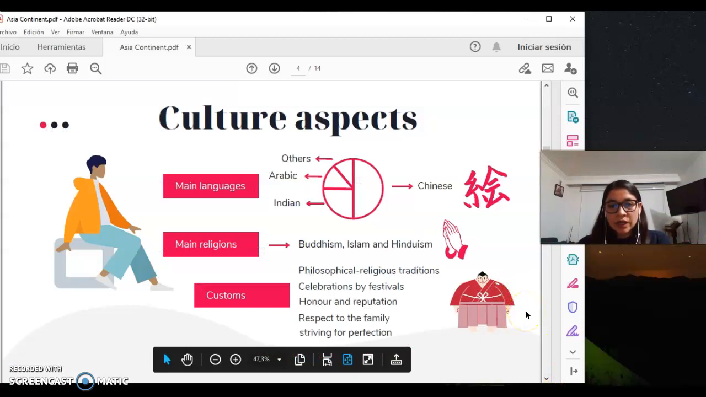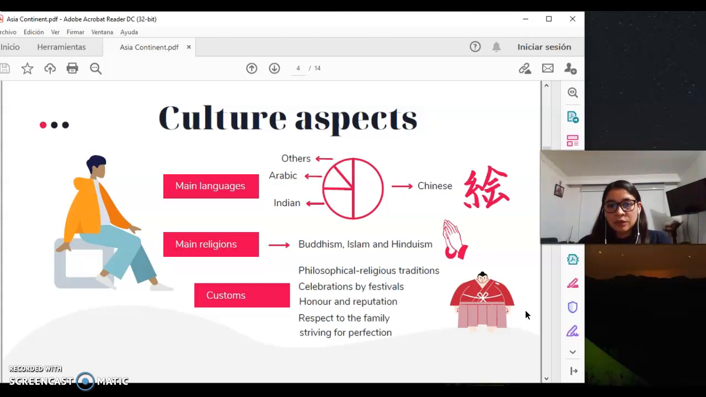Then, talking about cultural aspects, the main languages of the Asian continent are first Chinese, spoken in about 50% of the countries. Then we have the Indian languages, then Arabic, and the remaining percent is other languages. Then we have the main religions practiced in the Asian continent: Buddhism, Islam, and Hinduism.